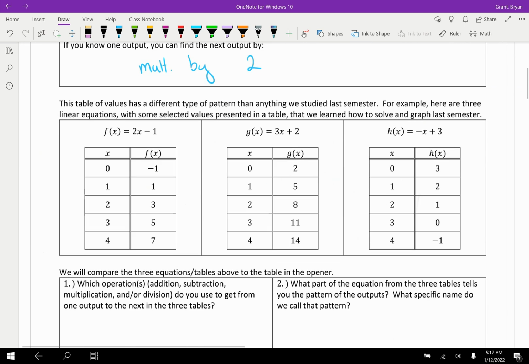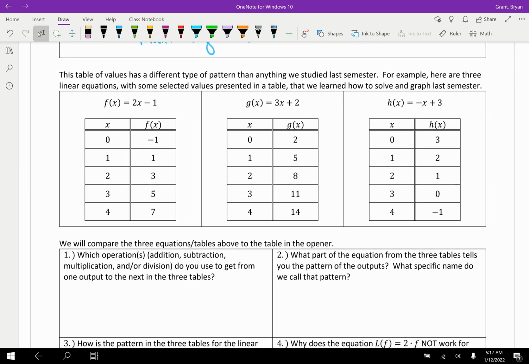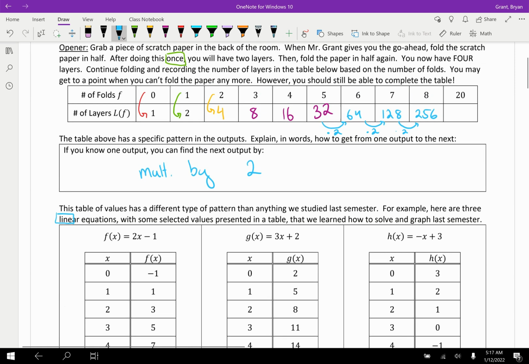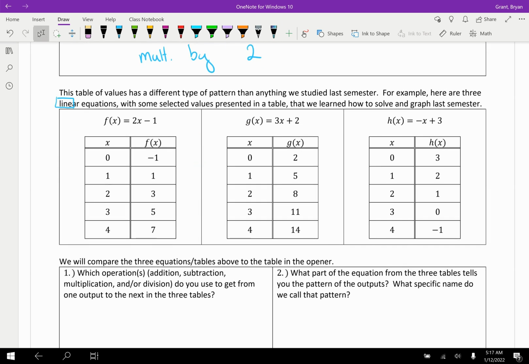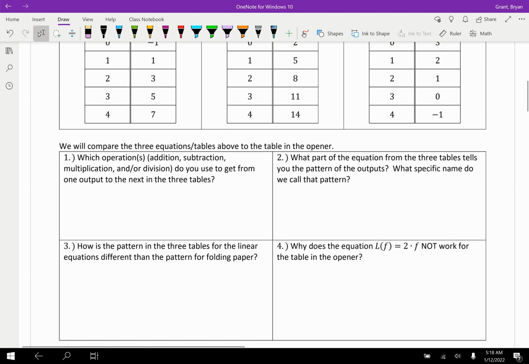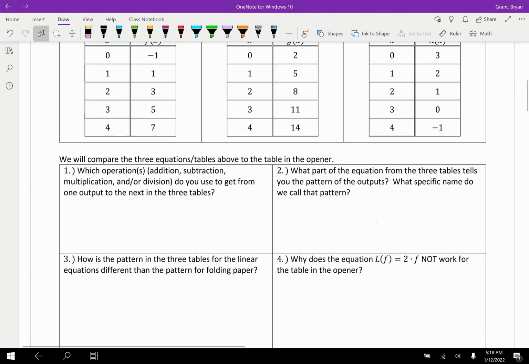For example, I have 3 tables included here that we did study last semester. These are all linear equations. They all make lines. And your goal is to analyze the outputs just like we did up above, right? These outputs you multiplied by 2 every time. Okay? Go ahead, please. Analyze these tables and then answer the questions at the bottom. Once you're done, grab your teacher's attention just so we can make sure everything looks good. Ready, set, go.